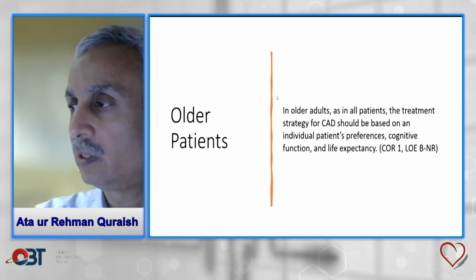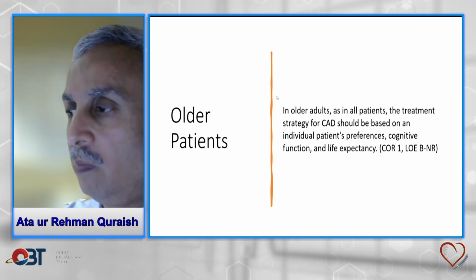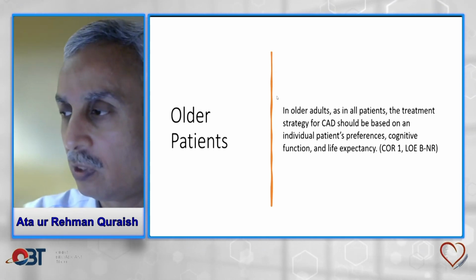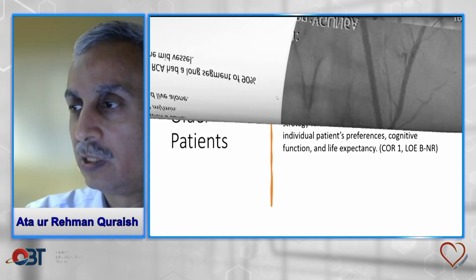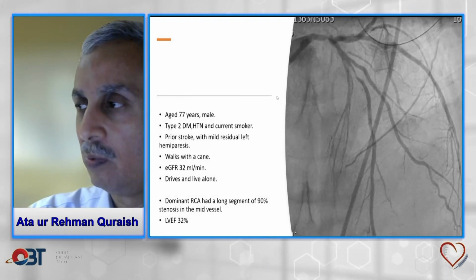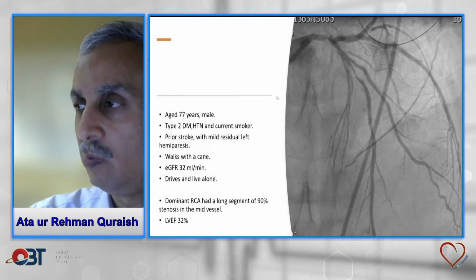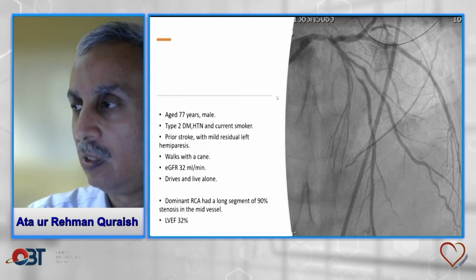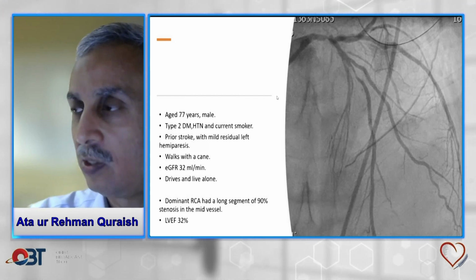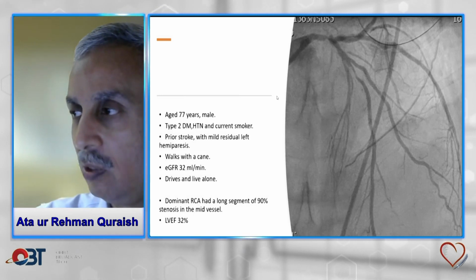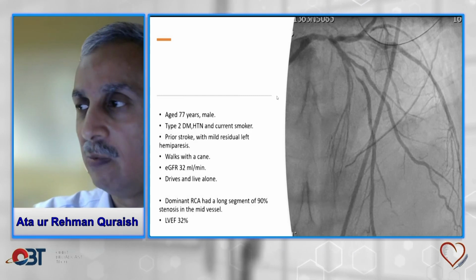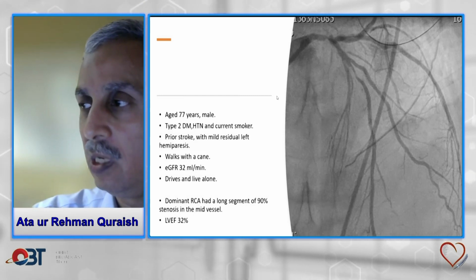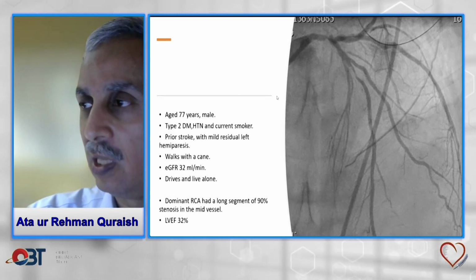In older adults, all treatment strategies should be based on individual patient preference, cognitive function, and life expectancy. So I'll stop here. Again, coming back to this case, how would you treat it? I'll leave it up to you. I won't go into that discussion. It will be based on your local data, your local expertise, and patient preference. The heart team approach in such a case will be key to making a decision. I'll end there. Thank you very much.